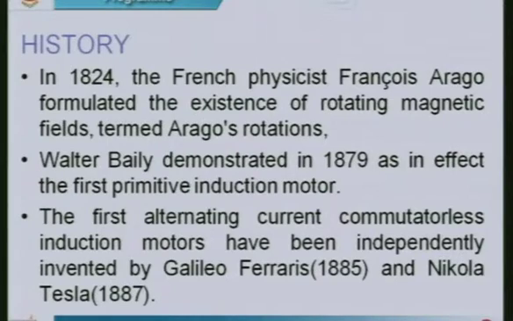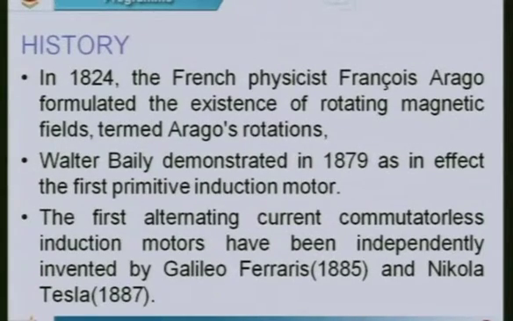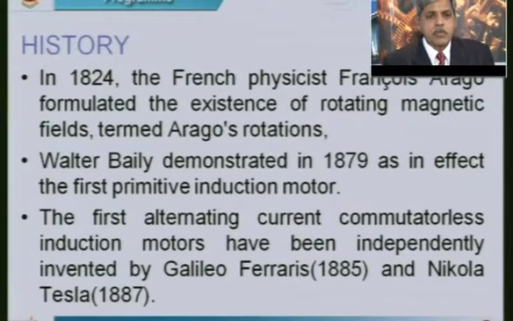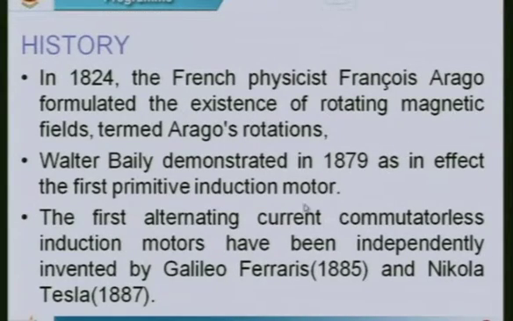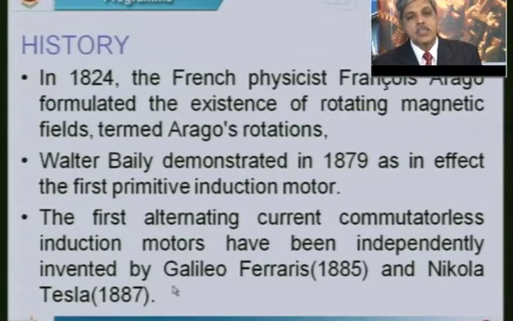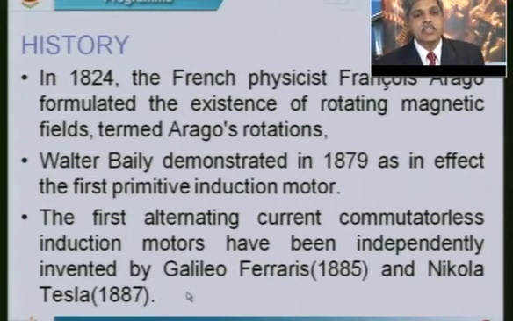Now if you see the history of the motor, the induction motor was designed and developed in the year 1824. Further, there were several developments on the induction motor. In 1879 the first primitive induction motor model was developed by Walter Bailey. The first alternating current commutatorless induction motors were independently invented by Galileo Ferraris in 1885 and Nikola Tesla in 1887. Before this, all the applications of motors were DC motors.